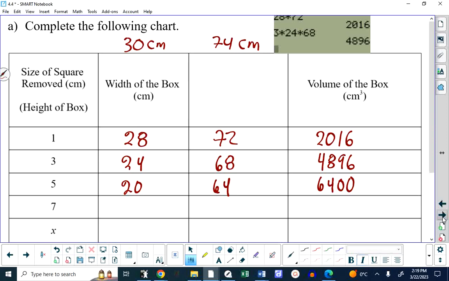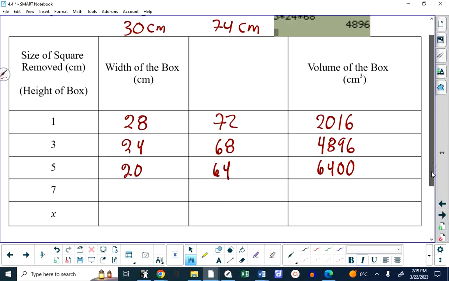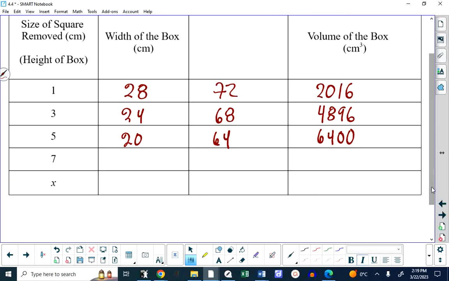Cutting out 5 from each corner produces a larger volume, but it's less than cutting out 3. So there's some point in between, presumably 3 and 5, that would produce a maximum volume. Are you with me on that? Oh, it's still going up, isn't it? My mistake. What about if we went 7? Does it go down at 7?